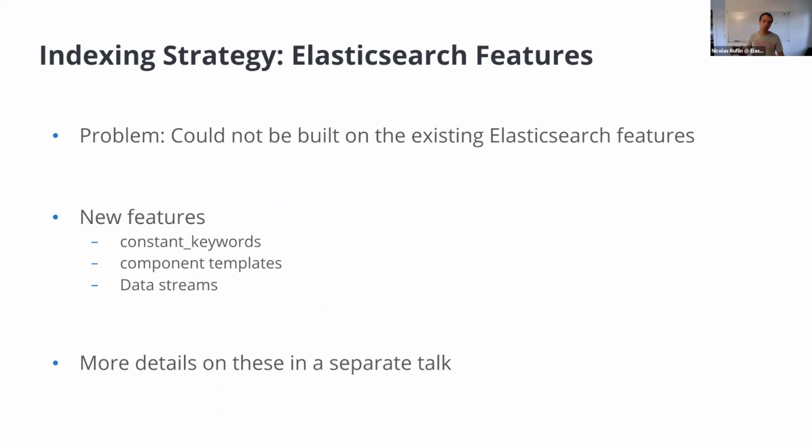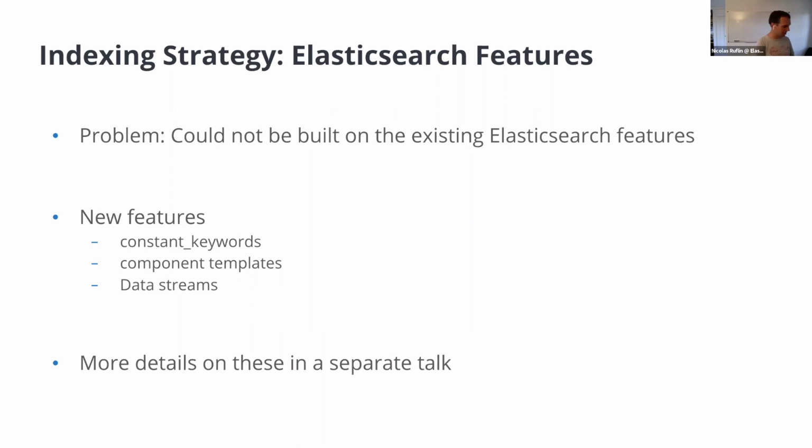So there was one big problem we had with this new indexing strategy. We couldn't build it on the existing feature in Elasticsearch. So we talked to the Elasticsearch team, and this new indexing strategy actually became a great collaboration. The Elasticsearch team made it possible for us to implement what we needed and actually went way beyond it and came up with new, even better concepts than we initially thought of.